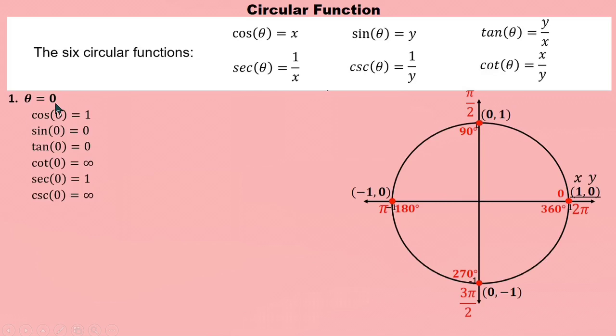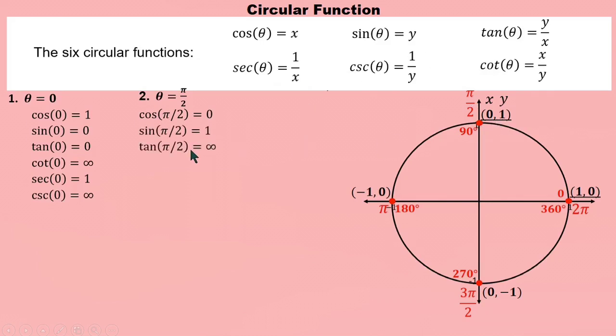How about when theta is equal to pi over 2 or 90 degrees? Pi over 2 or 90 degrees has coordinates (0, 1), where x is 0 while y is 1. We follow the definition of the 6 circular functions. We have cosine pi over 2 is equal to 0, the x coordinate. Sine pi over 2 is equal to 1, the y coordinate.